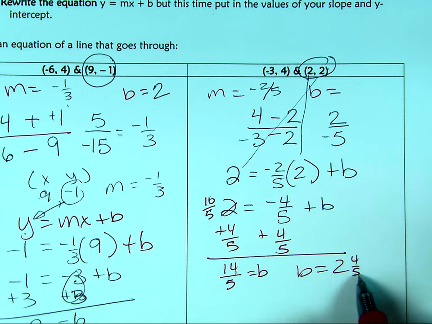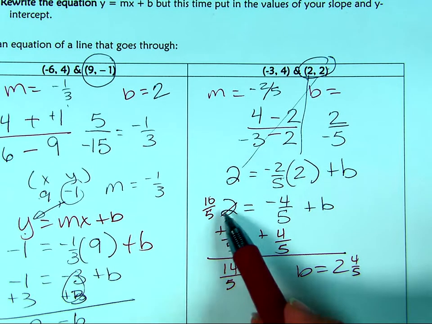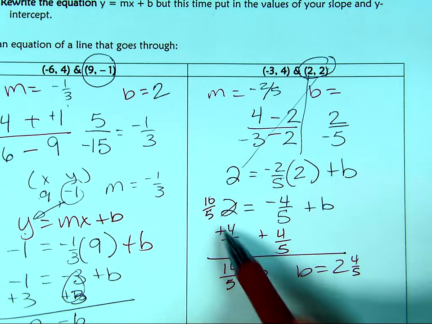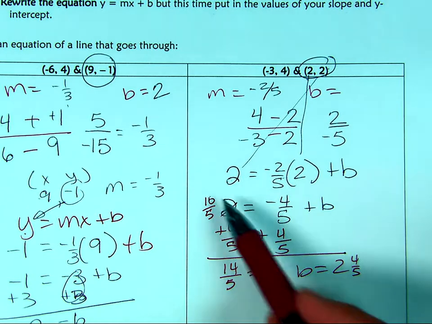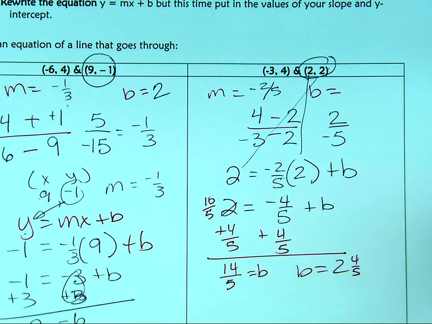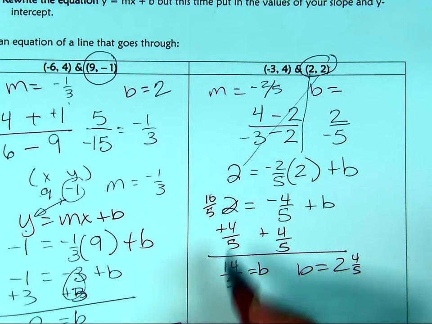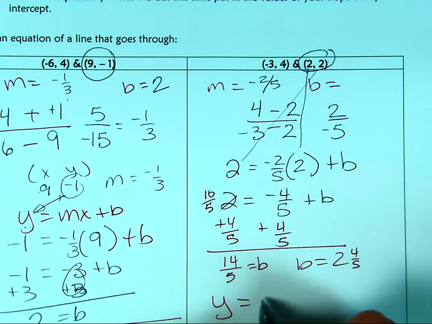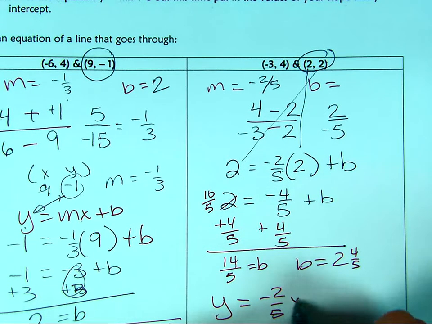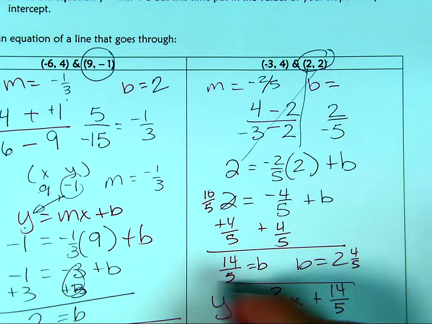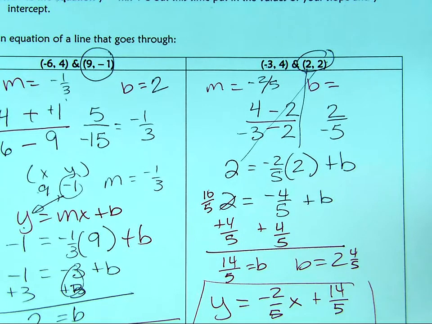Remember, to change it to an improper fraction, it's 5 times 2, 10, plus 4 is 14. Or here we just changed it to 10/5, and then we got 14/5 because we added the numerators and the denominator stayed the same. So now we're ready to write our equation because we have our slope and our y-intercept. So we have y equals negative 2/5 x, because our slope was negative 2/5, plus 14/5. And that might not look pretty to you, but that's how you do it.